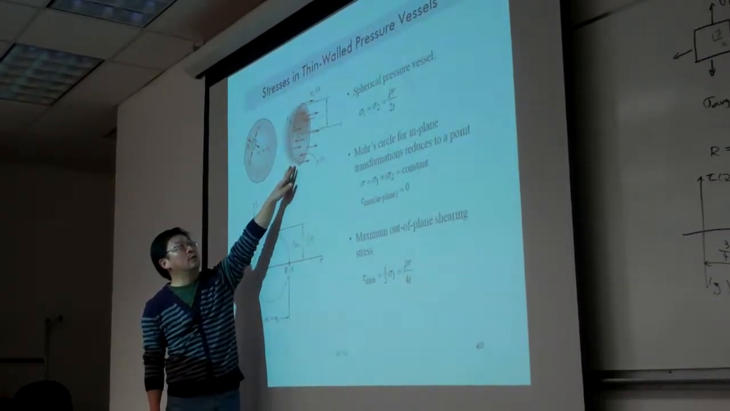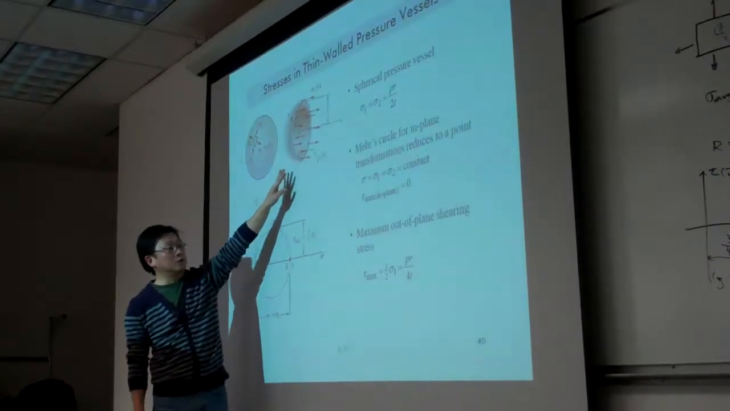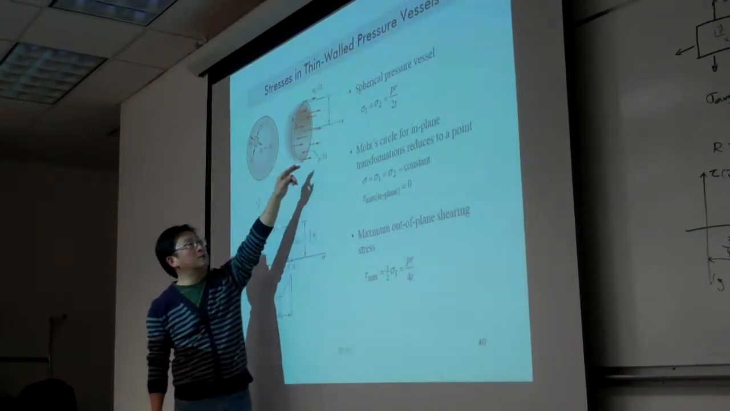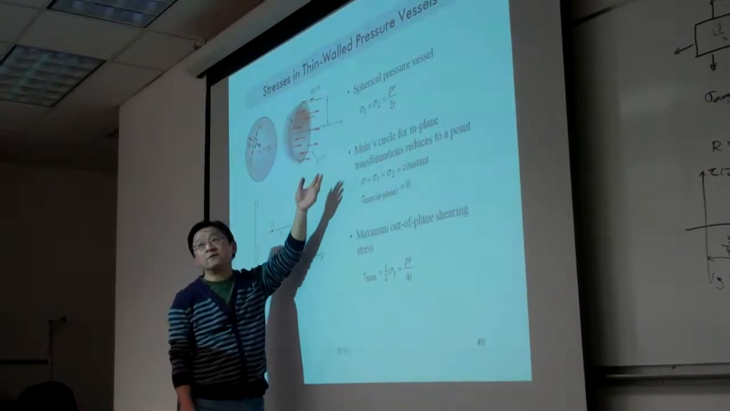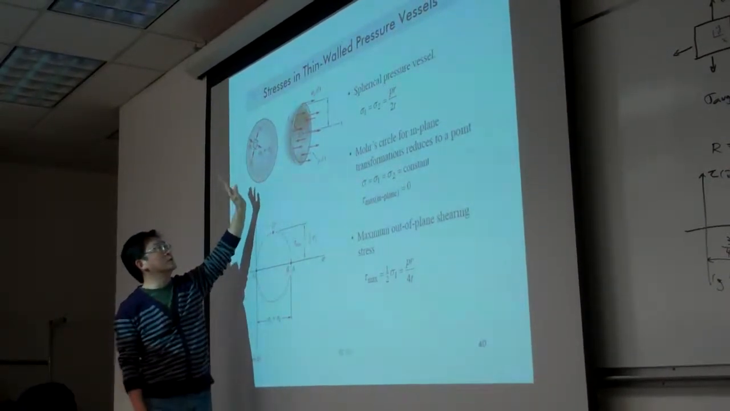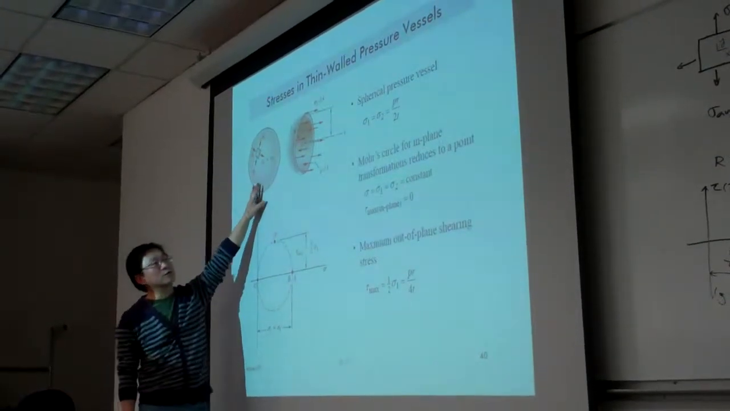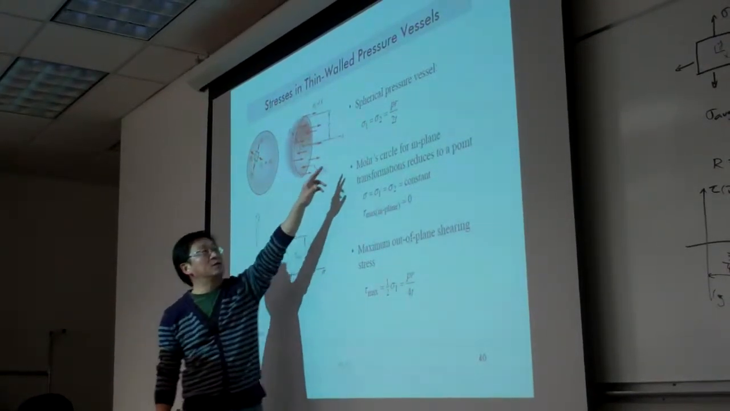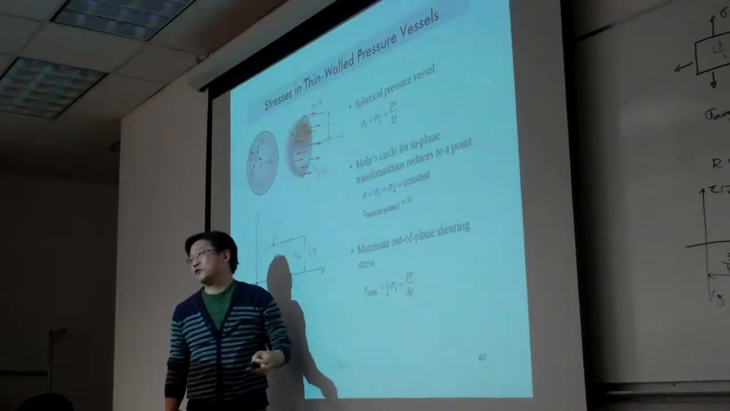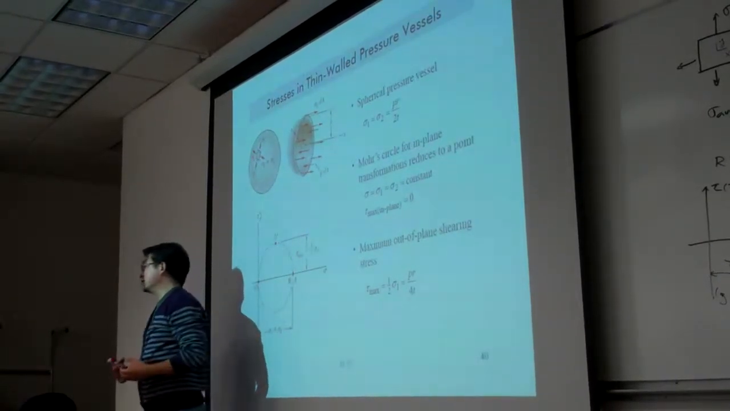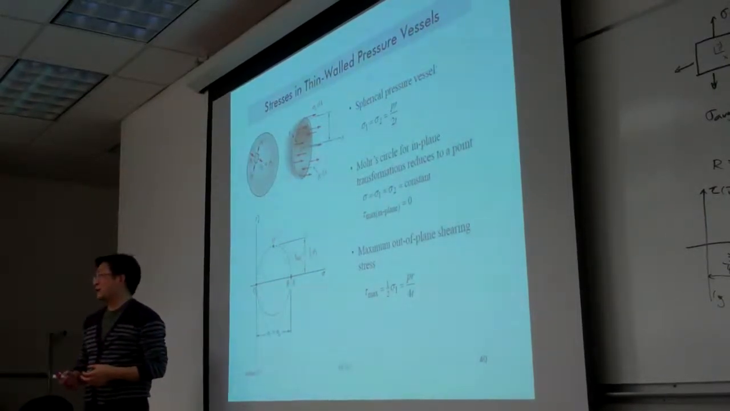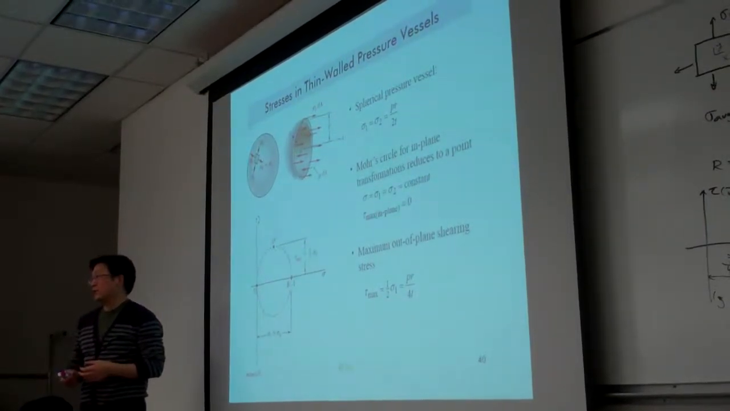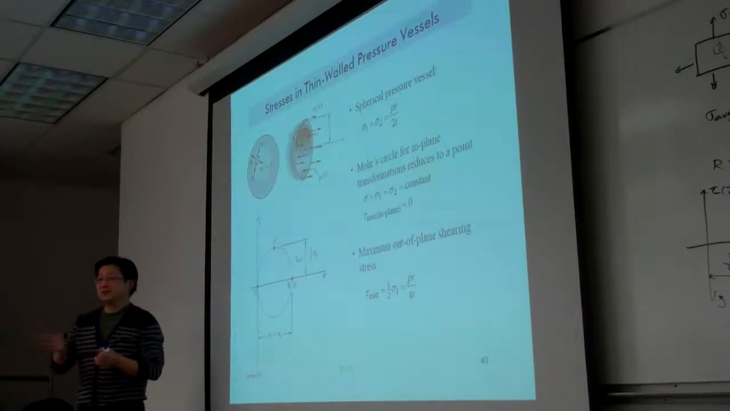In a similar way, we take the equilibrium equations, then we can calculate sigma 1. Sigma 2 equals PR over 2T. The same thing applies to sigma 1. And for a spherical pressure vessel, that is very straightforward: sigma 1 equals sigma 2 equals PR over 2T. Basically, this is what we call isotropic design. Isotropic means the material properties are independent of direction.